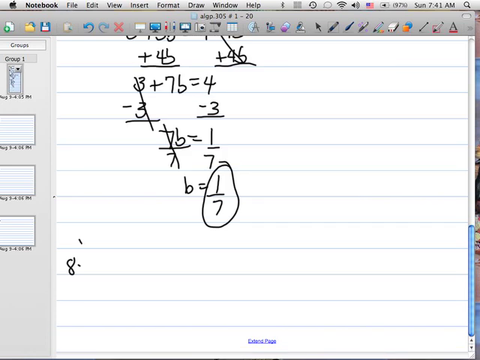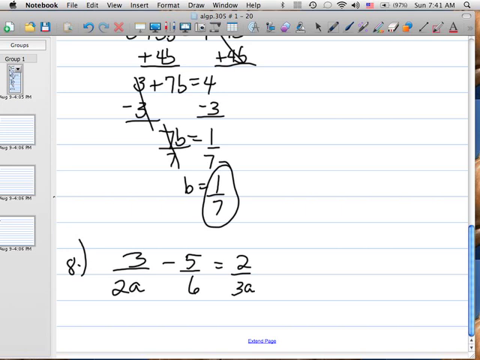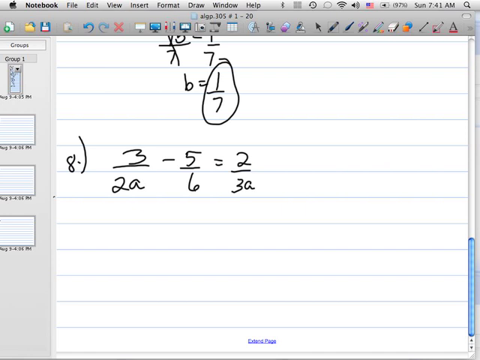Problem number 8. The directions are solve and check. If the equation has no solution, write no solution. That's when we get a false statement. So 3 over 2a minus 5 over 6 equals 2 over 3a. We need to watch for any value that makes a denominator equal 0.